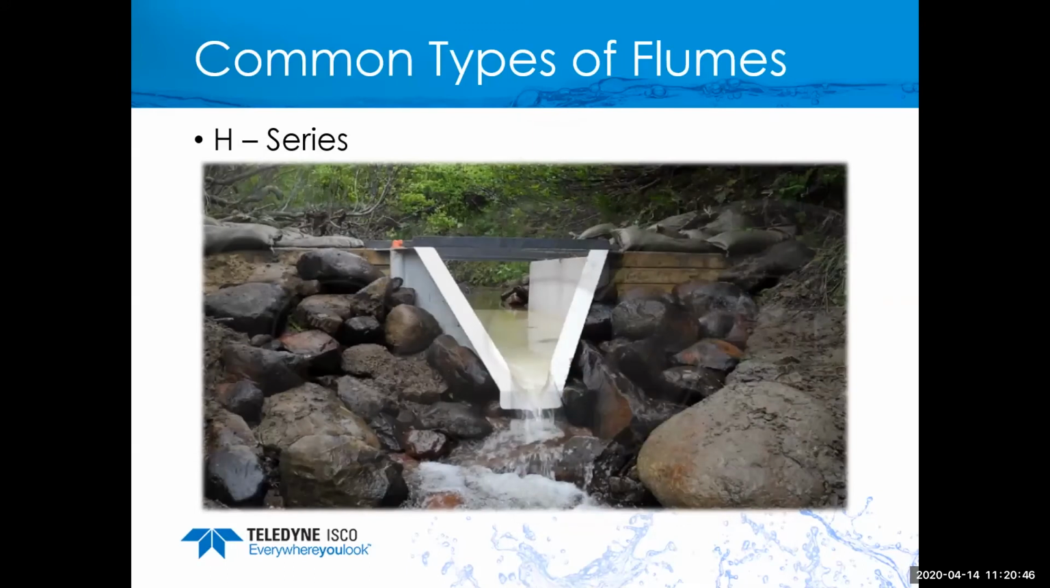Other flumes you may encounter are the H flume. The nice thing about the H flume is you can use it in applications where you don't have the necessary downstream straight pipe afterwards. As you can see, this is just free falling onto the rocks, so it's a good option when you don't have an ideal application with the proper straight run upstream and downstream.